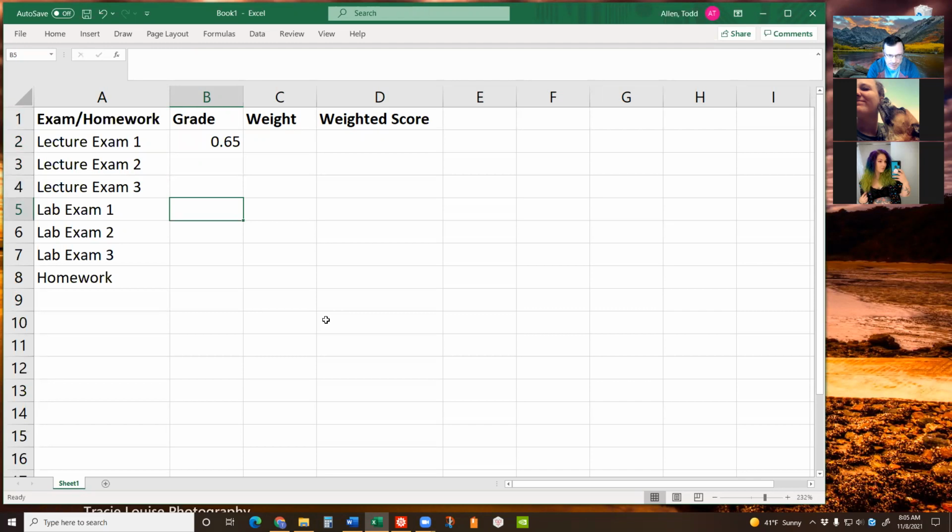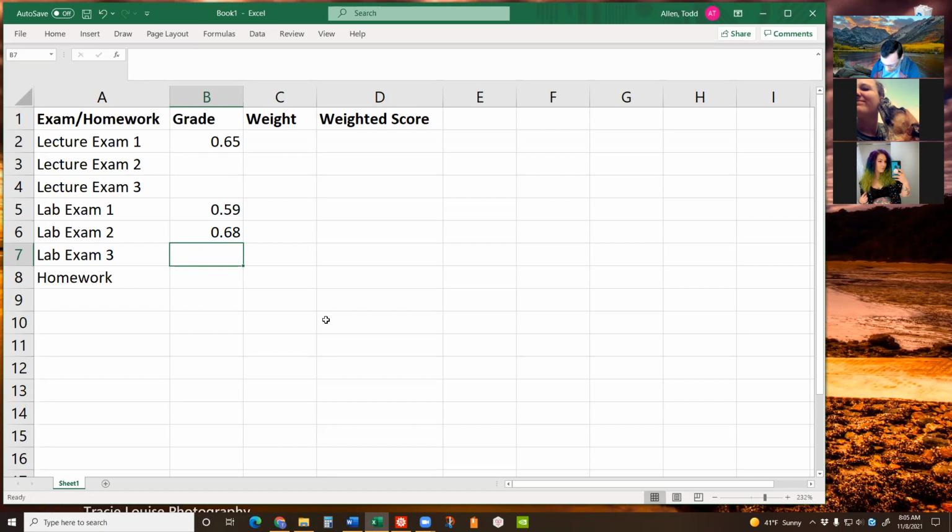Let's go down to lab exam 1. Let's say that your grade on lab exam 1 was a 59%, and let's say that your grade on lab exam 2 actually was a 68%. Okay, again, these are hypothetical scores. You would put in your actual scores.